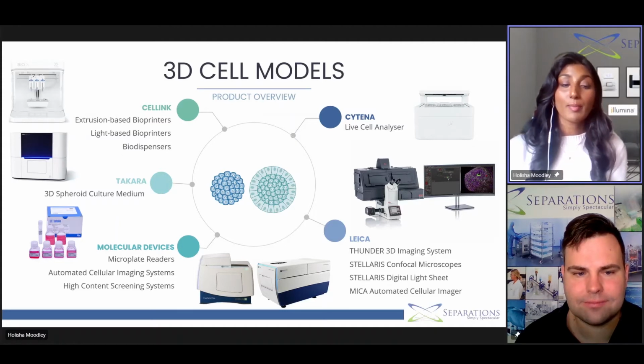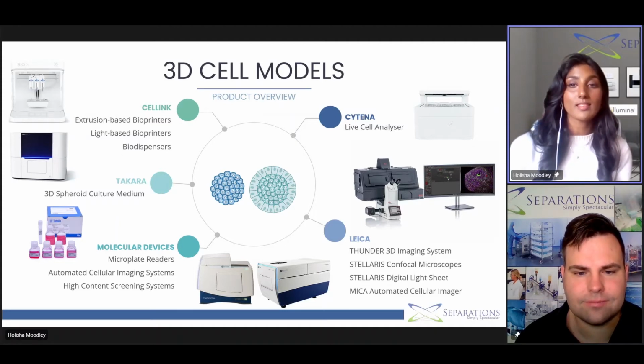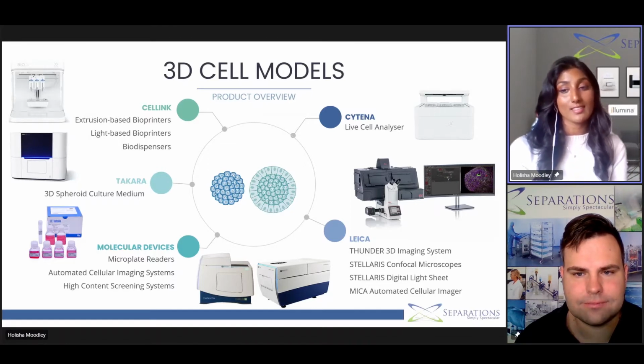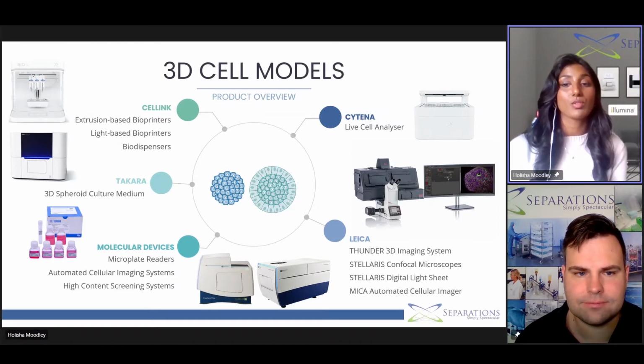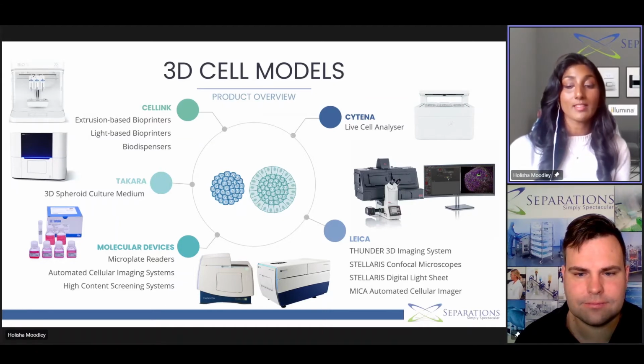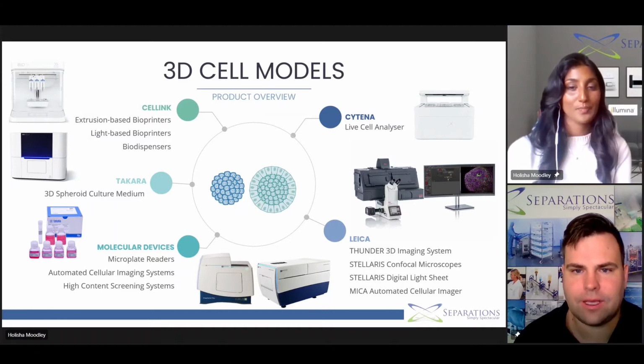We're also able to offer plate readers if you're doing any immuno-based assays or 3D cell model assays, cellular imaging systems, as well as high content screening systems. We're also able to offer 3D spheroid culture medium. So this is specialized media towards being able to develop and grow 3D spheroids in cell culture. Okay, awesome. Looks like we're well set up for that space.